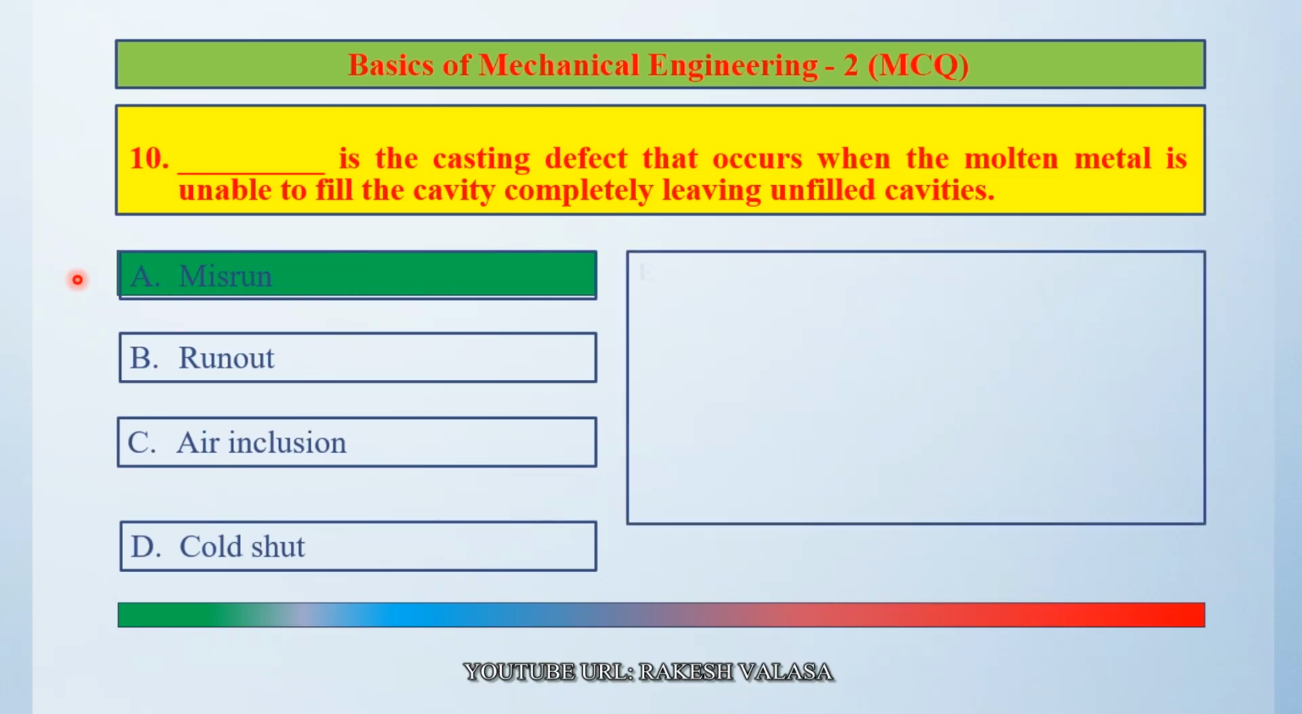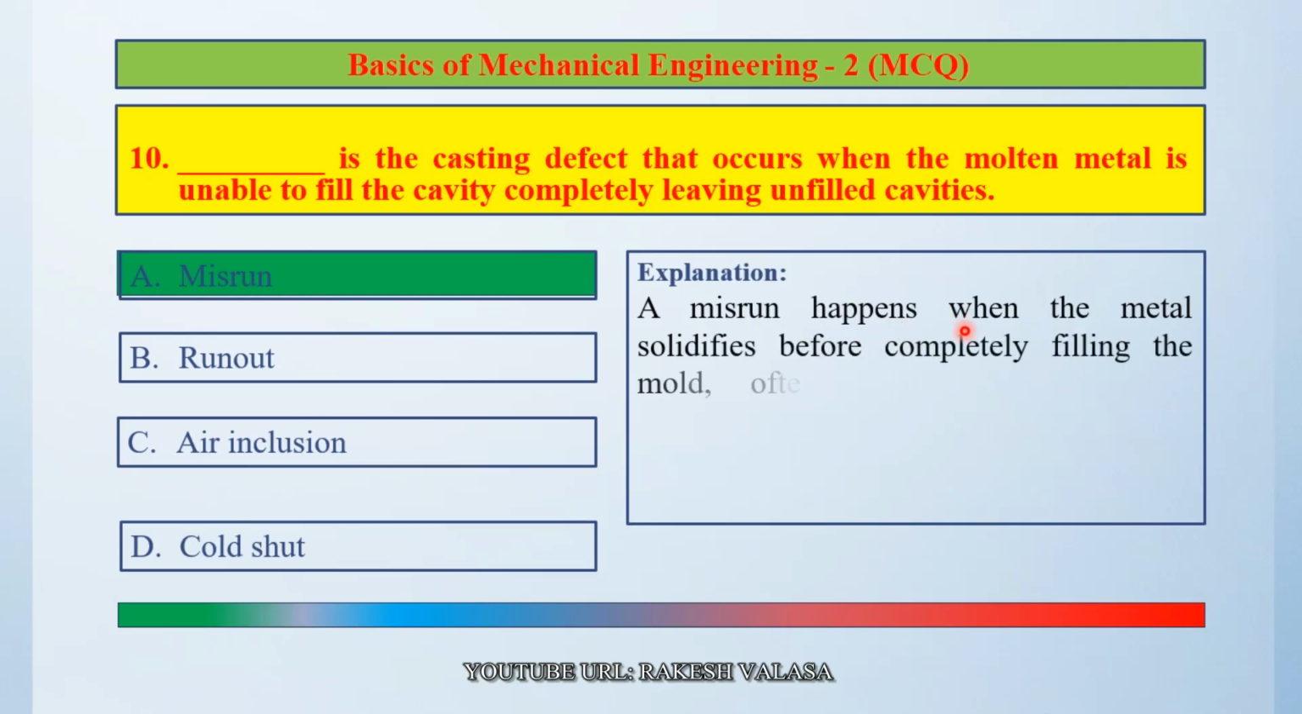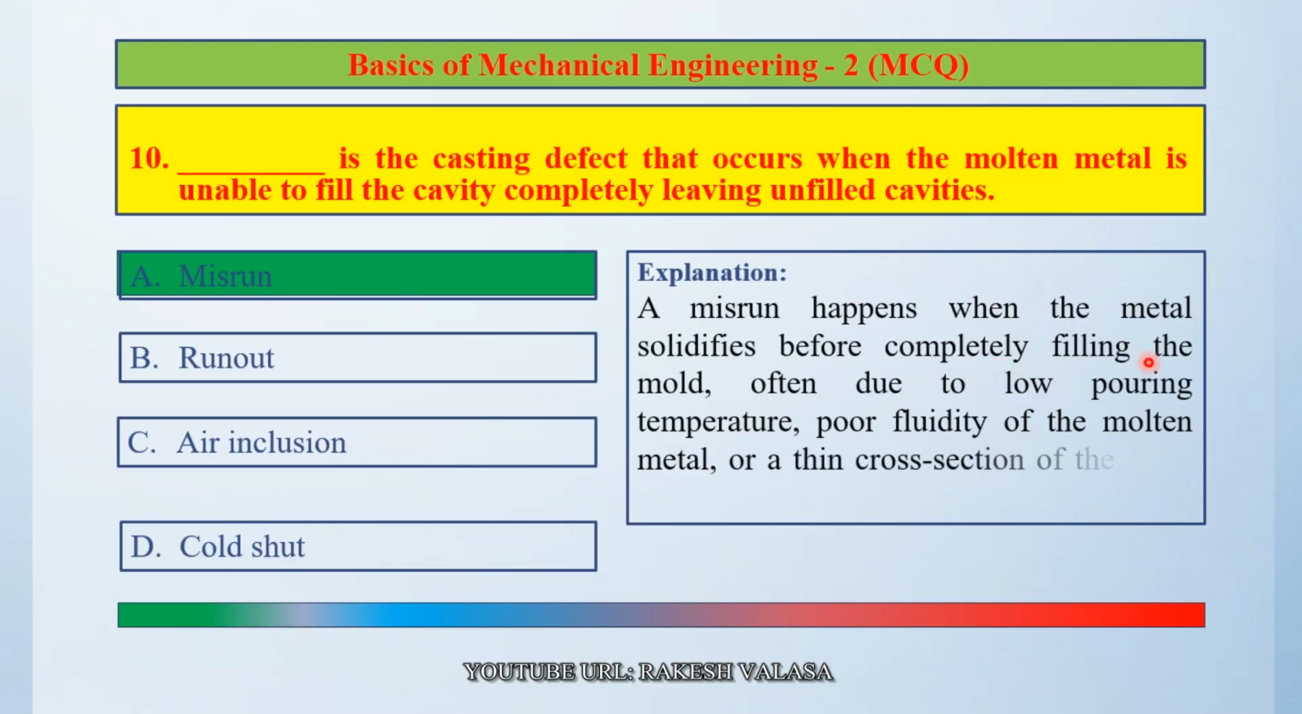Let us see the explanation. A misrun happens when the metal solidifies before completely filling the mold, often due to low pouring temperature, poor fluidity of the molten metal, or a thin cross section of the mold cavity. So the correct answer is option A, misrun.